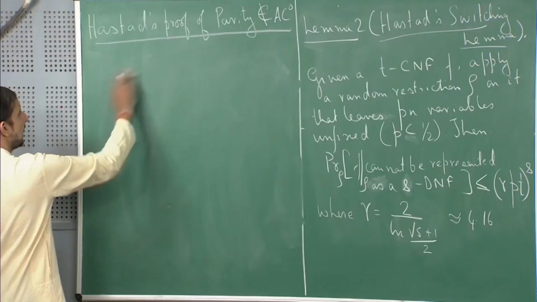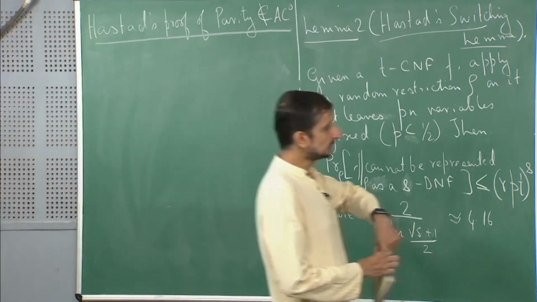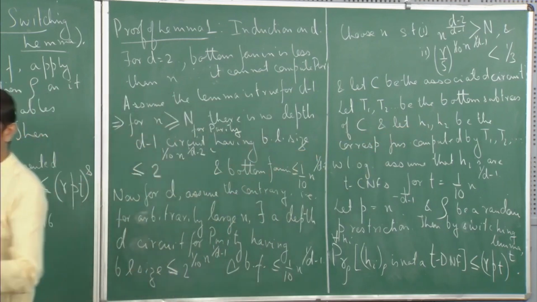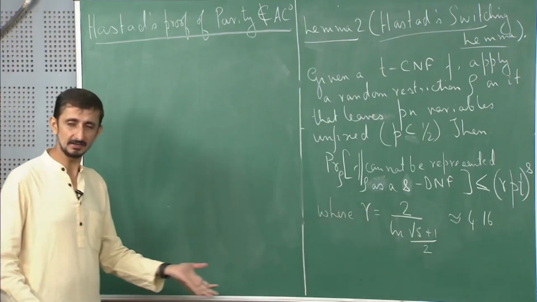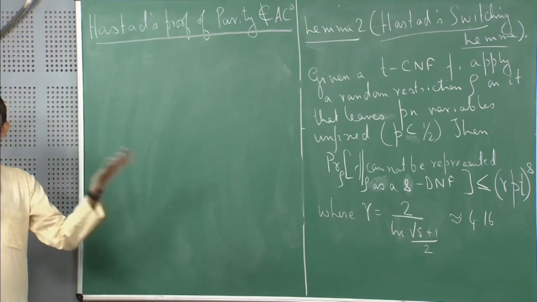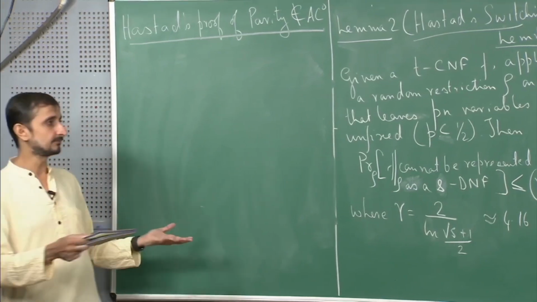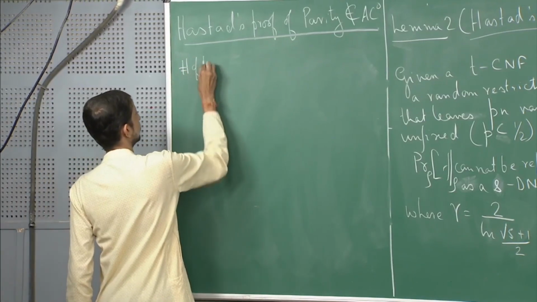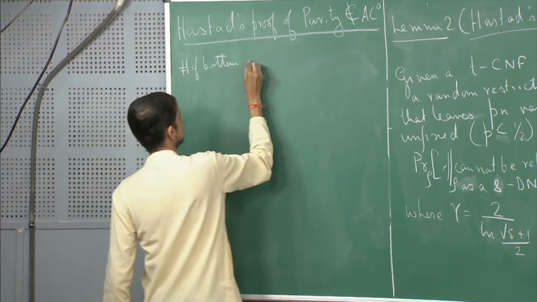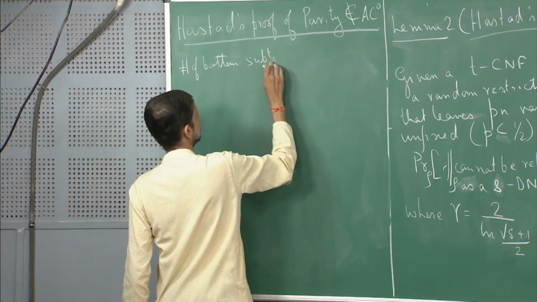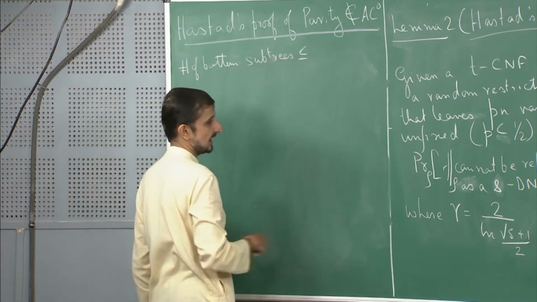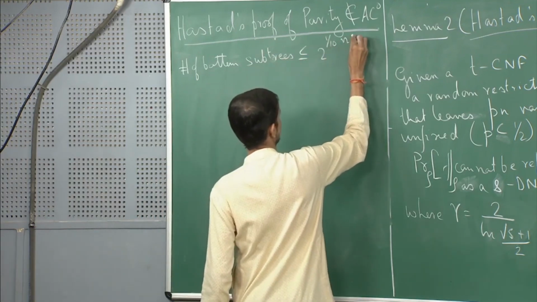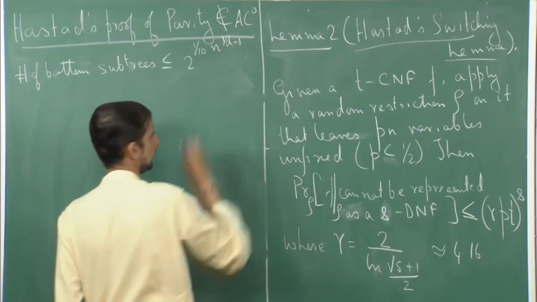Okay. So, now how many bottom subtrees can there be? The number of bottom subtrees is again bounded by the bottom layer size. I mean, it is bounded by the size except for the last layer. You cannot have a number of subtrees more than the size. So, the number of bottom subtrees is at most the bottom layer size, which is at most 2 to the power 1/10 n to the power 1 over d minus 1.